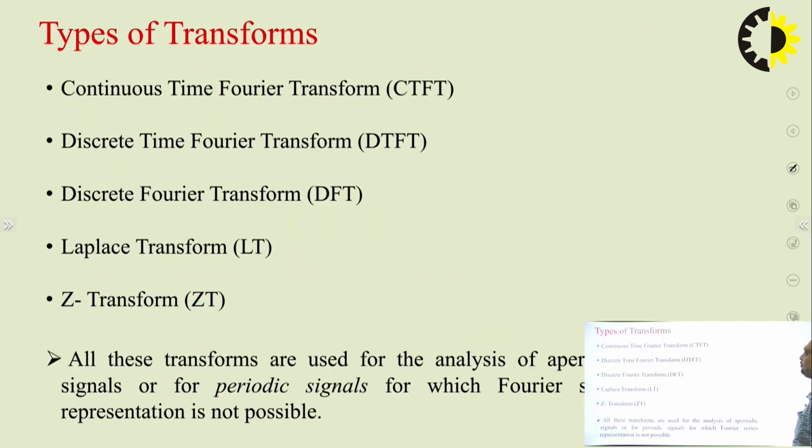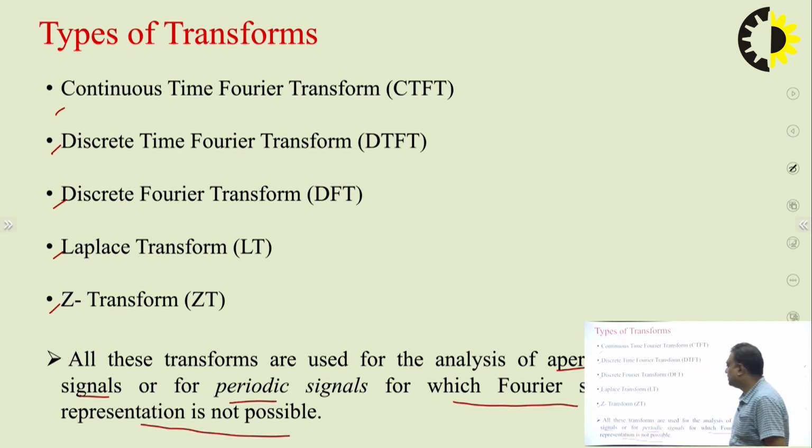Okay. Now we will see the types of transforms that generally we study in our curriculum: continuous time Fourier transform, discrete time Fourier transform, discrete Fourier transform, Laplace transform, Z transform. Because all these are transforms, all these transforms are used for the analysis of aperiodic signals or for periodic signals for which Fourier series representation is not possible. Okay. So for all these transforms we will see this.